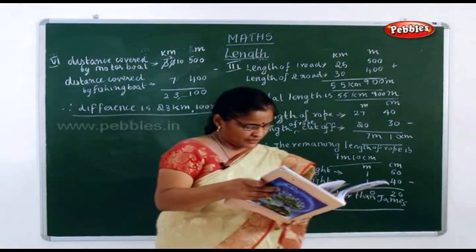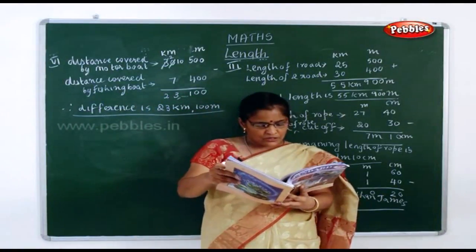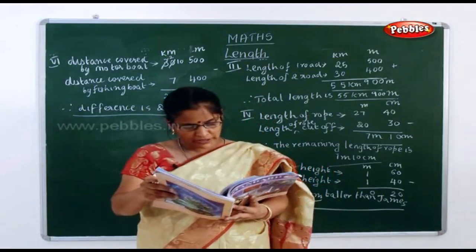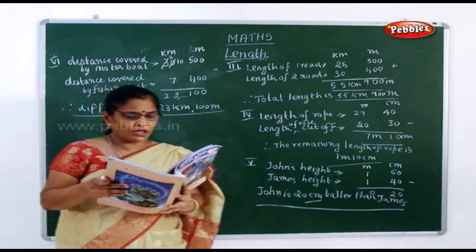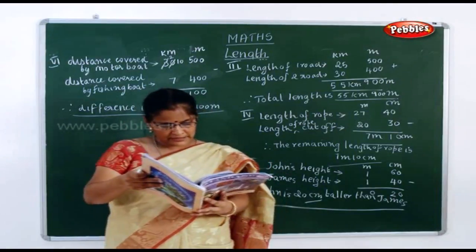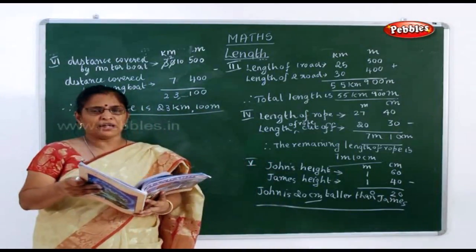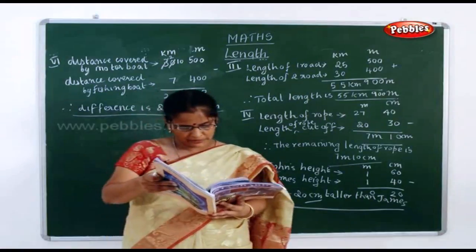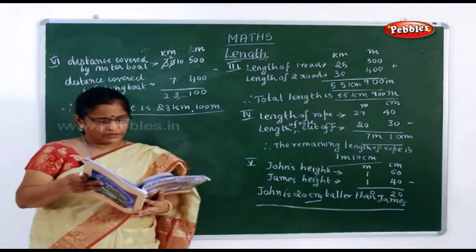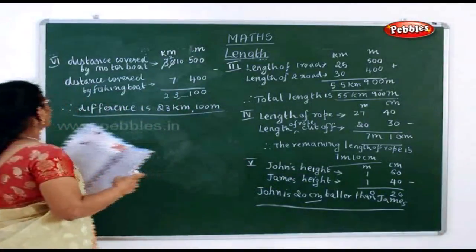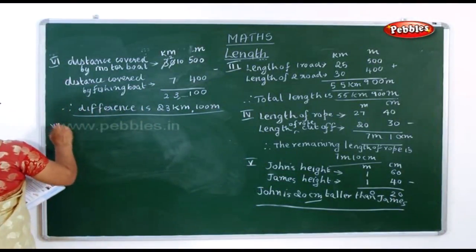Now next, seventh sum. What is the seventh sum they have given? Somnath jogged 8 times around the park. He jogged 8 times around the park, that is a 500 meter and 10 centimeter long path. So what was the total distance jogged by him? So what is the question? Somnath, what did he do?